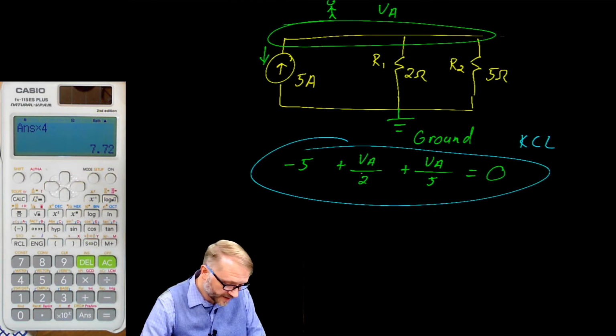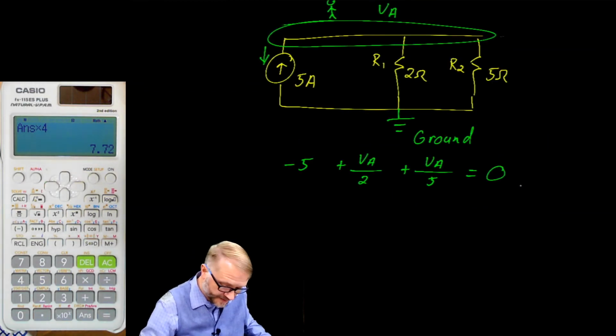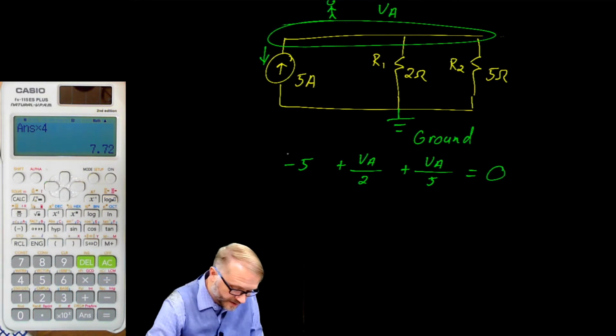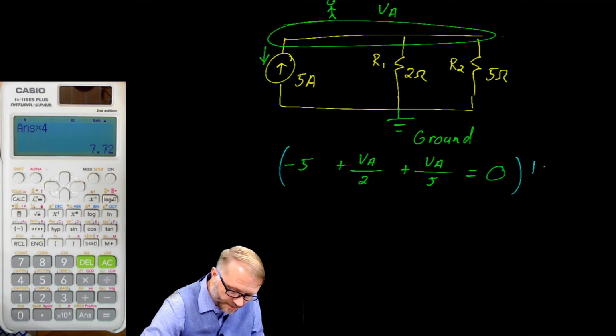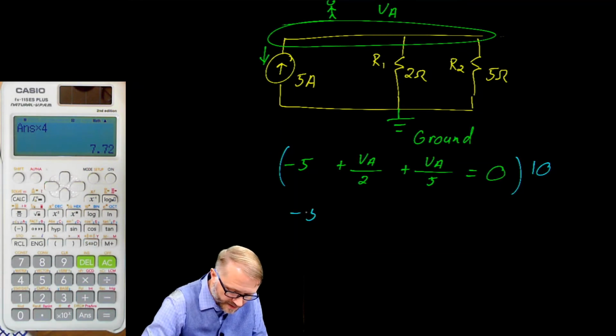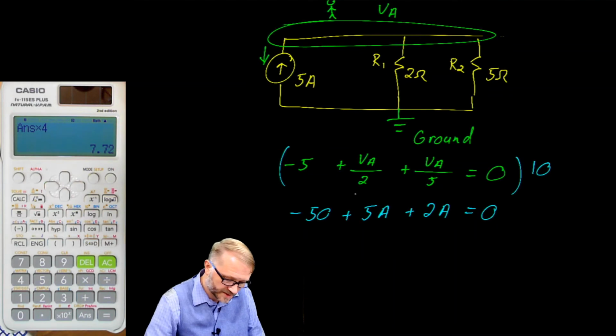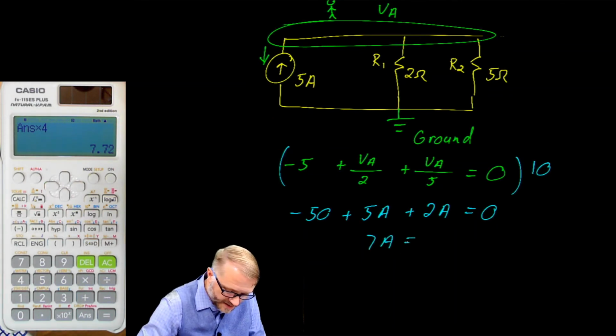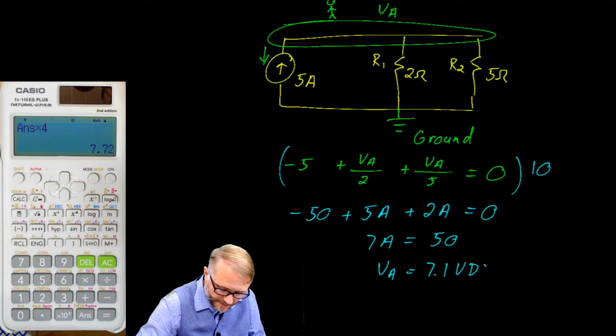We can solve this. It takes a little bit of math. So what we'll do is just for simplification, we'll multiply everything by 10. So this would be negative 50 plus 5A plus 2A is equal to 0. All right, we just want to get rid of these fractions real quick. Solving for that, 7A is equal to 50. So the voltage A is equal to 7.1 volts DC.